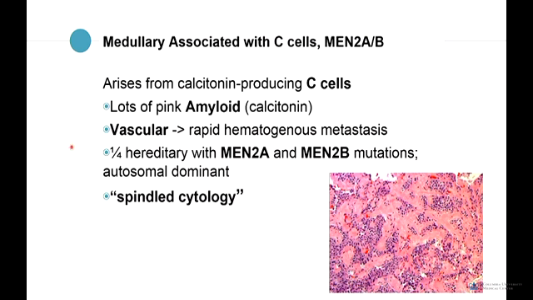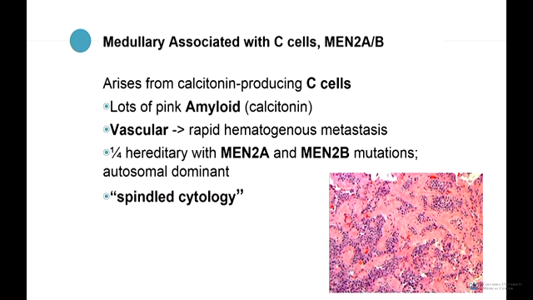Okay, we're going to move on to medullary carcinoma. It arises from calcitonin-producing C cells. So C cells make calcitonin. It spills out into the thyroid and makes amyloid. So all this pink stuff over here is amyloid. That's actually calcitonin that's spilled out into the thyroid.